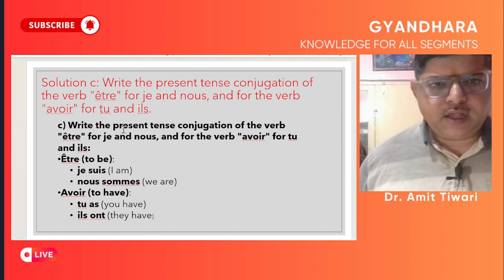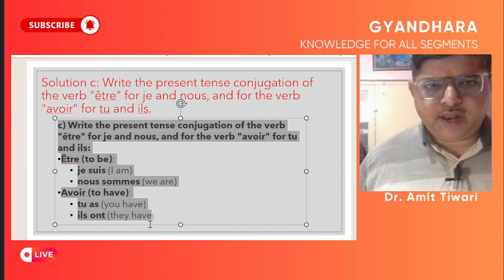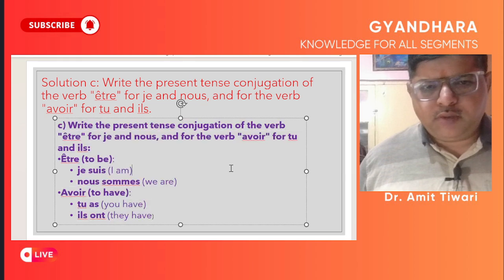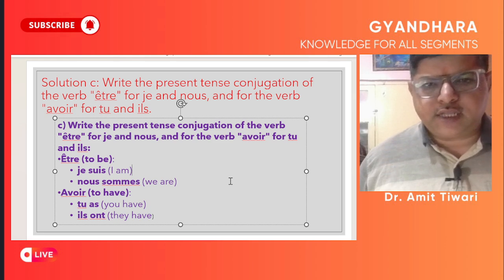Solution C, write the present tense conjugation of the verb être for je and nous, and for verb avoir, tu, and ils. So first of all, for solving this particular question, you need to be well aware of what all the subject pronouns are. My dear friends, as a learner, you must know them. Subject pronouns are je, tu, il, elle, on, nous, vous, ils, elles. So these are the subject pronouns.